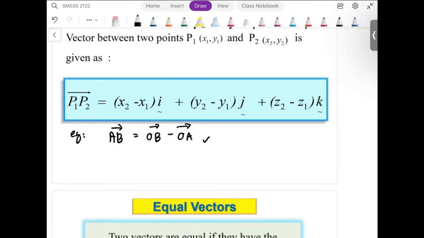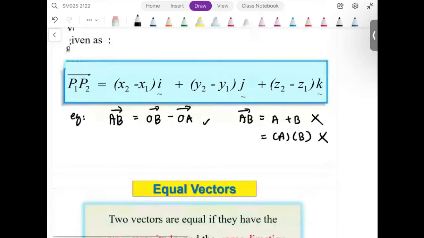Dia bukannya A plus B. Ini selalu student akan salah, dia ingat okay kalau AB dia buat A plus B, ini mengarut. Ataupun tiba-tiba dia buat vector A darabkan dengan vector B, dapat AB, itu pun mengarut. So for vector, you must remember, for direction vector AB, OB minus OA. Kalau AC, OC minus OA. Macam tu, mesti point yang belakang tolak point yang depan.